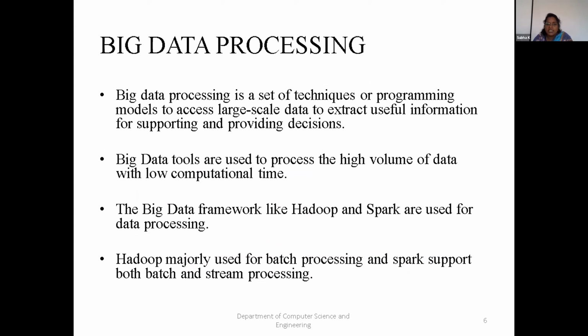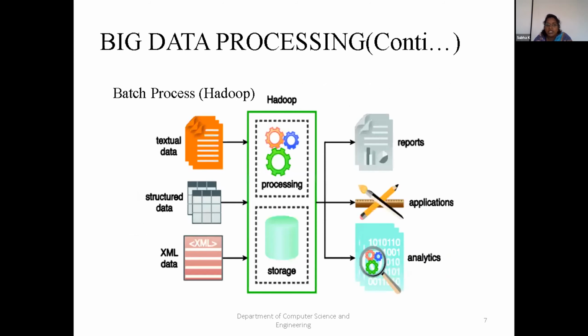Big data processing is a set of techniques to access large-scale data to extract useful information. This information is mainly used for decision-making support. Frameworks like Spark, Kafka, and Flink are mainly used to process big data with low computational time. Here we can classify big data processing into two types: batch processing and stream processing. As I mentioned earlier, Hive and Hadoop majorly support batch processing systems.